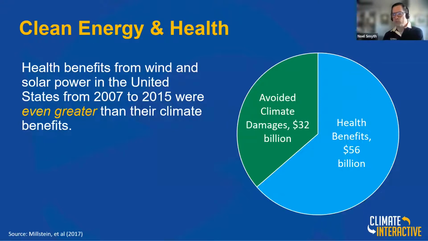The health benefits from wind and solar power in the United States alone from 2007 to 2015 were even greater than the climate benefits. The avoided climate damages were listed as $32 billion between that time, but the health benefits were $56 billion. So we were going into this looking for climate benefits, but the benefits to health in the United States actually far exceeded the avoided damages from climate change.